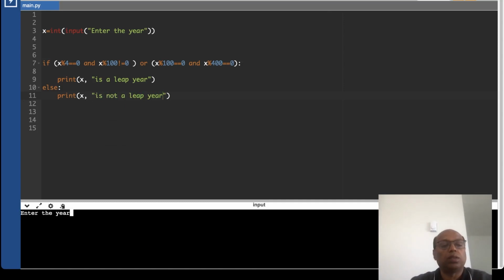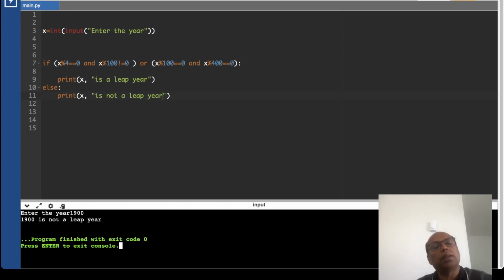I enter a year: 2005. It is not a leap year. I'm going to run the code again. Enter 2004: it is a leap year. I'm going to enter 2000: it's a leap year. I'm going to enter 1900: it is not a leap year.